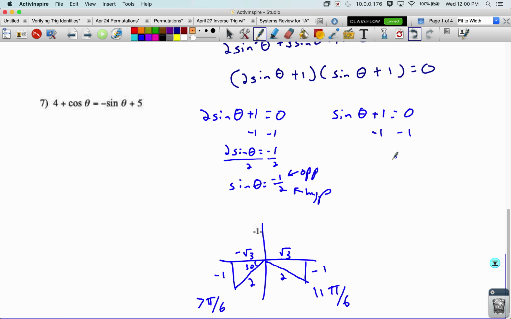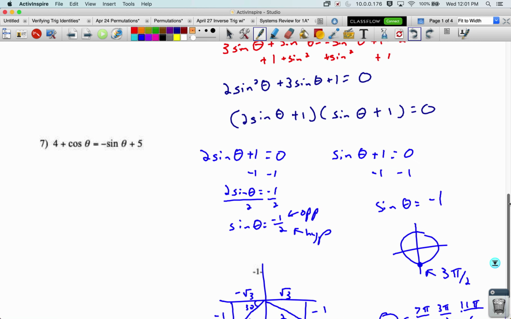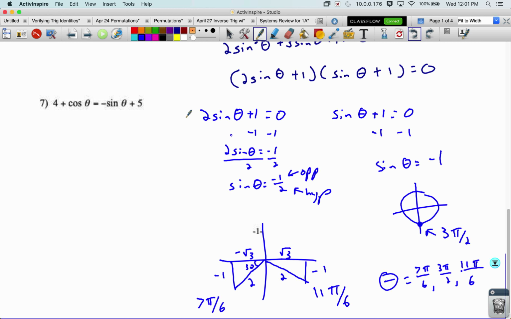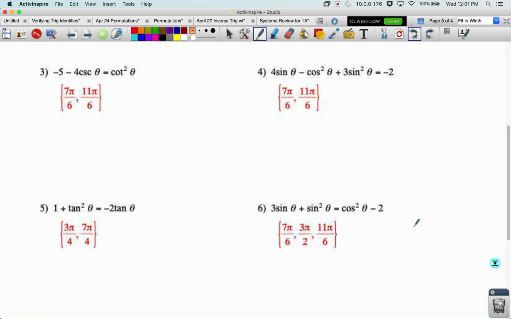And when is sine of theta equal to -1? When is my opposite equal to -1? That only happens once right there, and that is 3 pi over 2. So theta equals, and I'm going to put these in order, 7 pi over 6, 3 pi over 2, and 11 pi over 6. Let's see how we did on problem number 6. 7 pi over 6, 3 pi over 2, 11 pi over 6. Yep, we got them all.